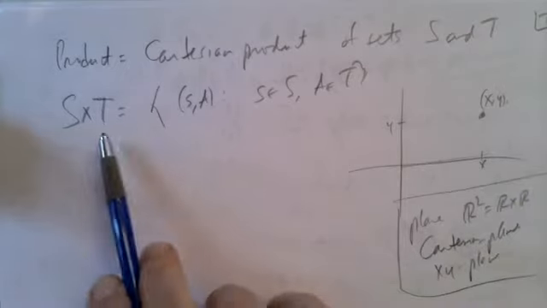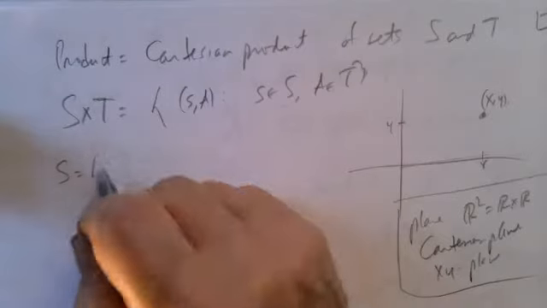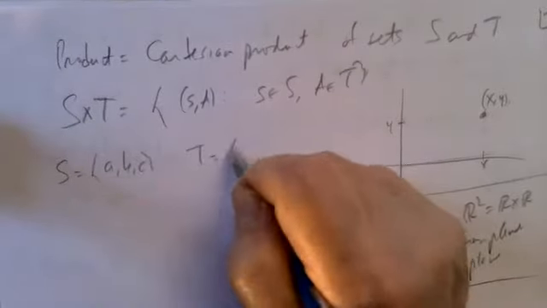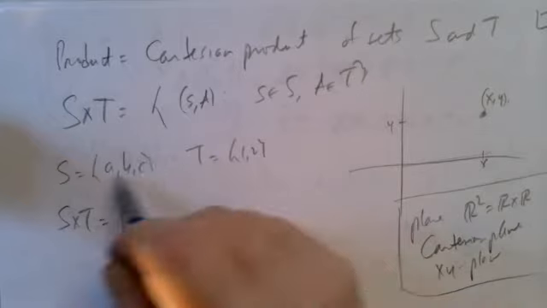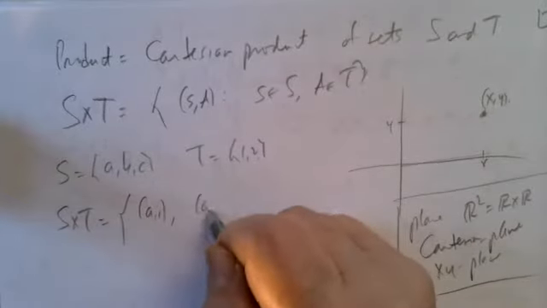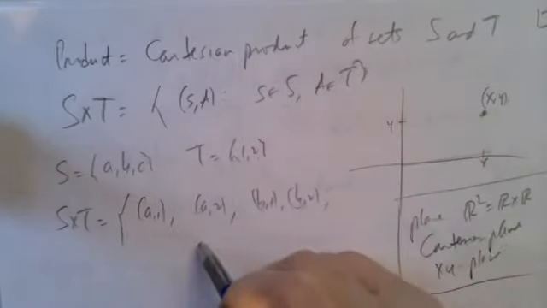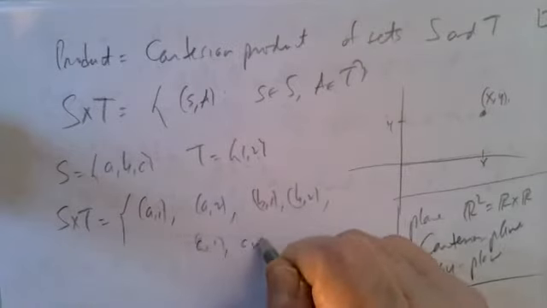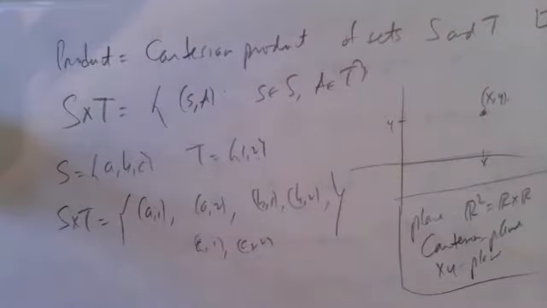And in general, S times T, for any sets S and T, is the set of all ordered pairs. So for example, if S is the set A, B, C, and T is the set 1, 2, S cross T is all ordered pairs where the first coordinate comes from S and the second coordinate comes from T. So you could have A1 or A2 or B1 or B2 or C1 or C2. Right. That's the product of these two sets.